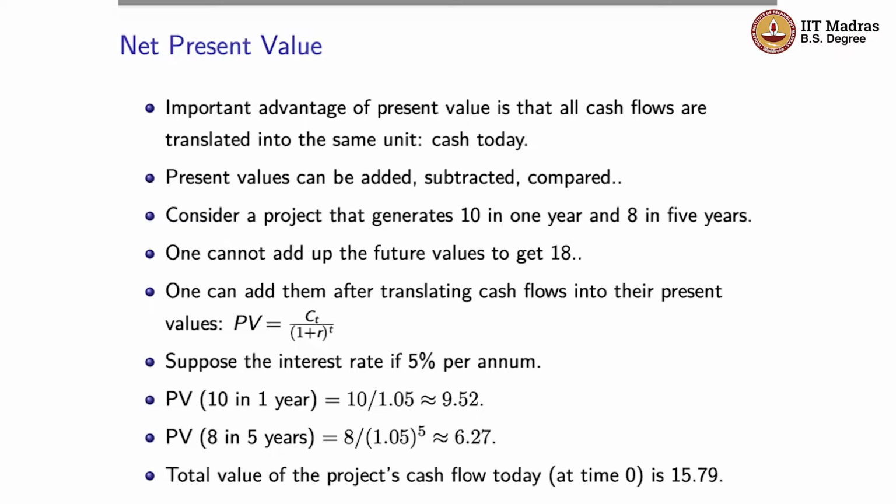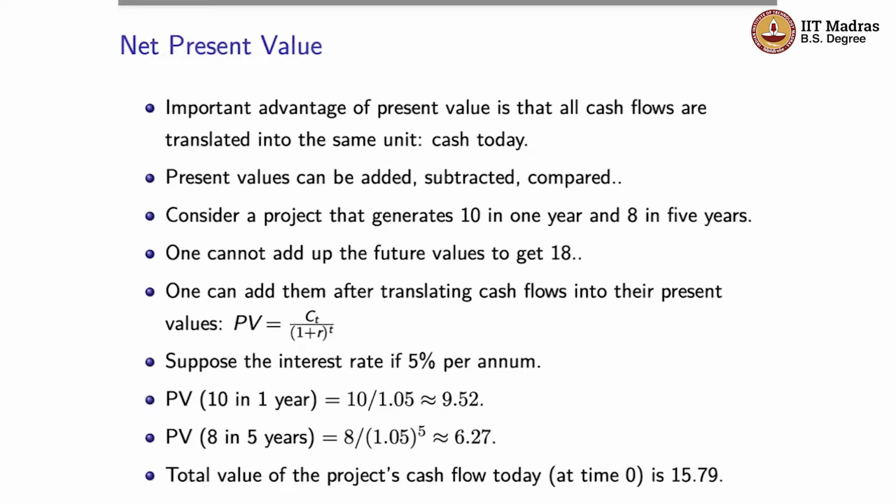So imagine that you have a project that generates 10 in 1 year's time and 8 in 5 years' time, right? Because these are payments in different time periods, you cannot simply add up the two, right? Because 10 in 1 year's time is not equivalent to 10 in 5 years' time. And so, therefore, you cannot just add up 10 plus 8 to get a value of 18, right? So, you cannot add future values at different points in time.